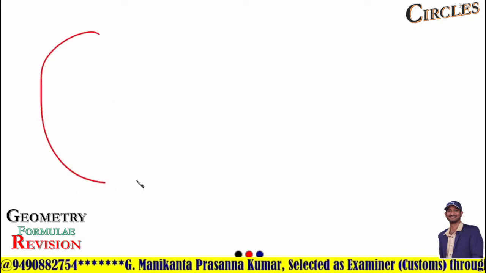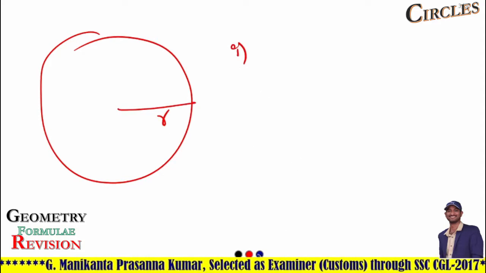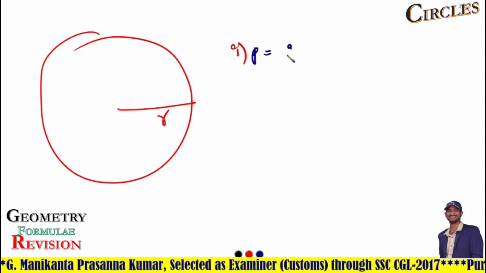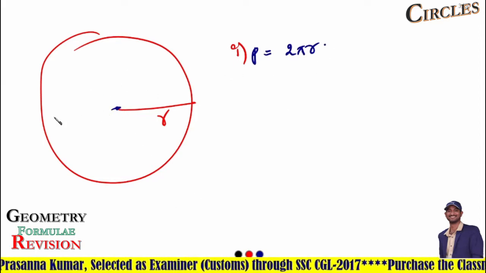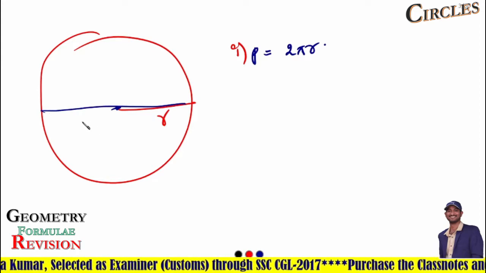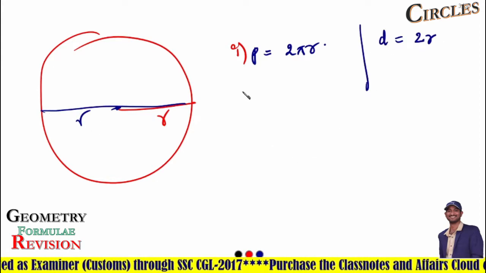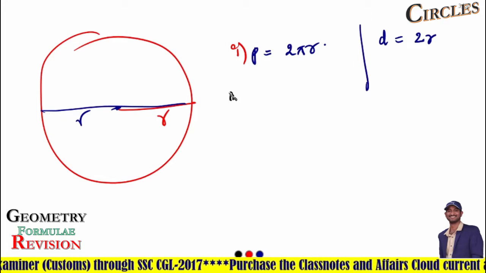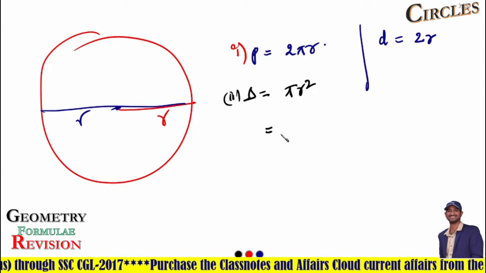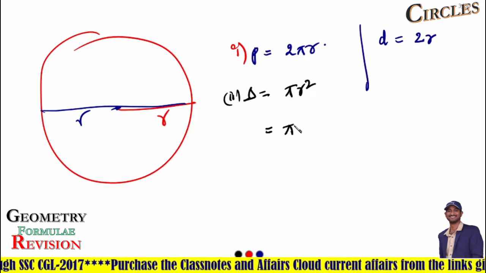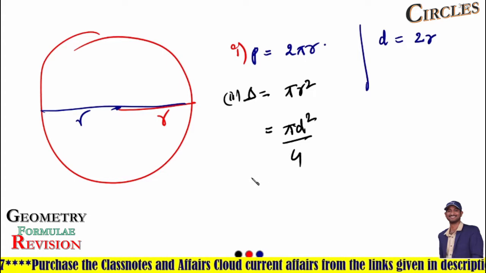Suppose this is a circle of radius r. The perimeter of the circle is equal to 2 pi r. And before that we have another thing, diameter. Diameter means the longest chord. Diameter of the circle is equal to 2 times the radius. Next, the area of the circle is equal to pi r square when radius is given. And when diameter is given, the direct formula to find the area is pi d square by 4.